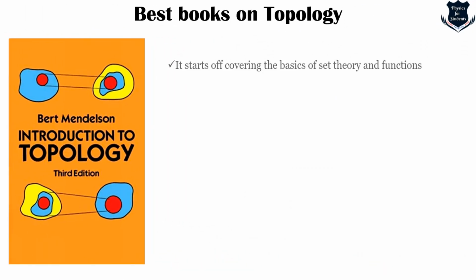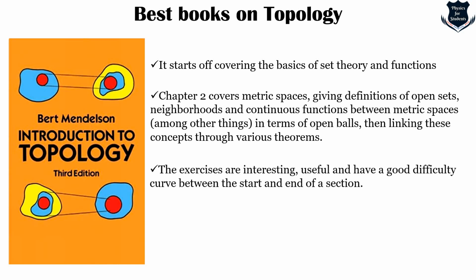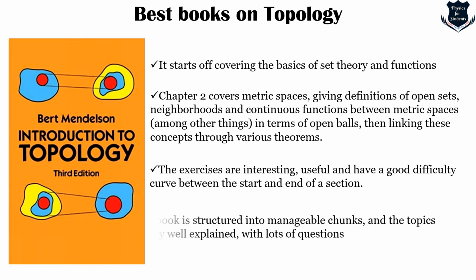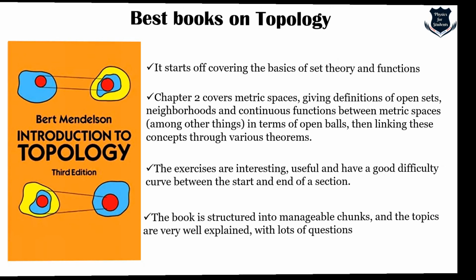So what I would like to summarize is that it starts off covering the basics of set theory. Chapter 2 covers metric spaces, which gives definitions of open sets, neighborhoods, open balls, etc. The exercises are very interesting, right, useful, and you will find them at the end of the section. And the book is structured into manageable chunks, and the topics are well explained with lots of questions. That means it gives you material in small chunks so that you can read step by step.